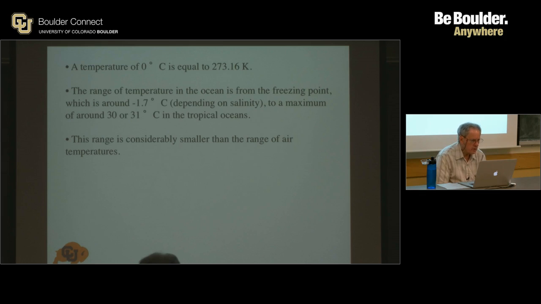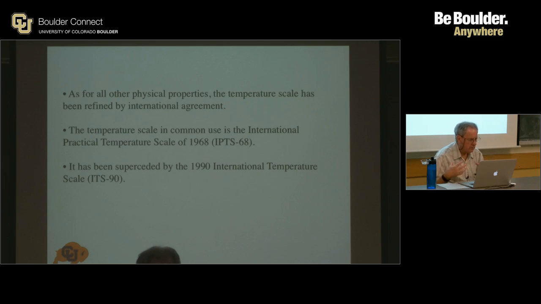The range of temperatures in the oceans is from the freezing point, which is about minus 1.7, to a maximum of about 31 degrees C in the tropical oceans. I've actually seen 32 in some cases, but it's pretty rare. The range is considerably smaller than the range of air temperatures. And that's, again, this chain stuff, keeping everything without a lot of changes. Temperature, the question?